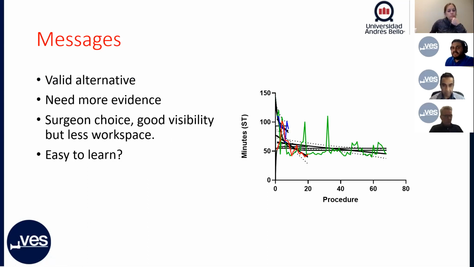As a final message, I can say the retroperitoneoscopic adrenalectomy is a valid alternative in dogs, but we need to know more about it. Probably this will be a surgeon's choice and not a general recommendation. We invite you to try this approach. Our data support that it is easy to learn and could be your next favorite surgery. I think that could be a possibility in your future.